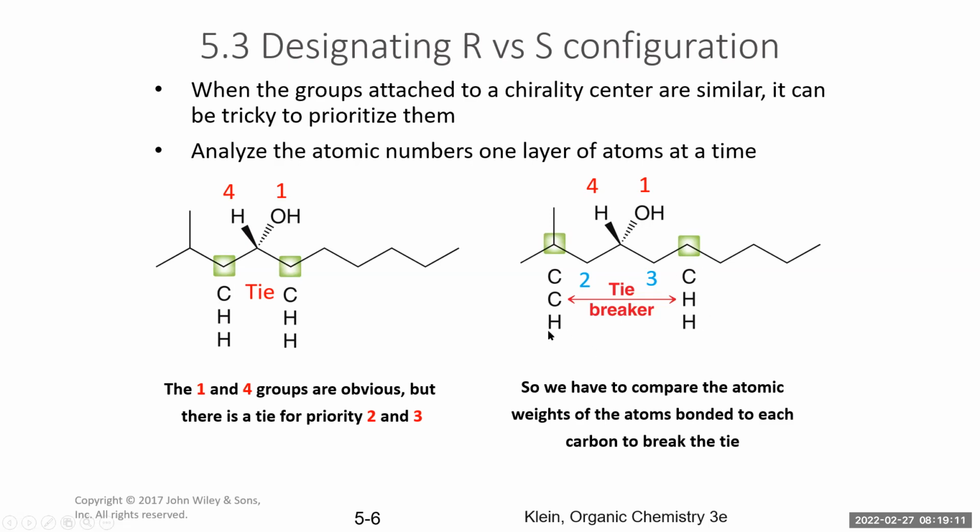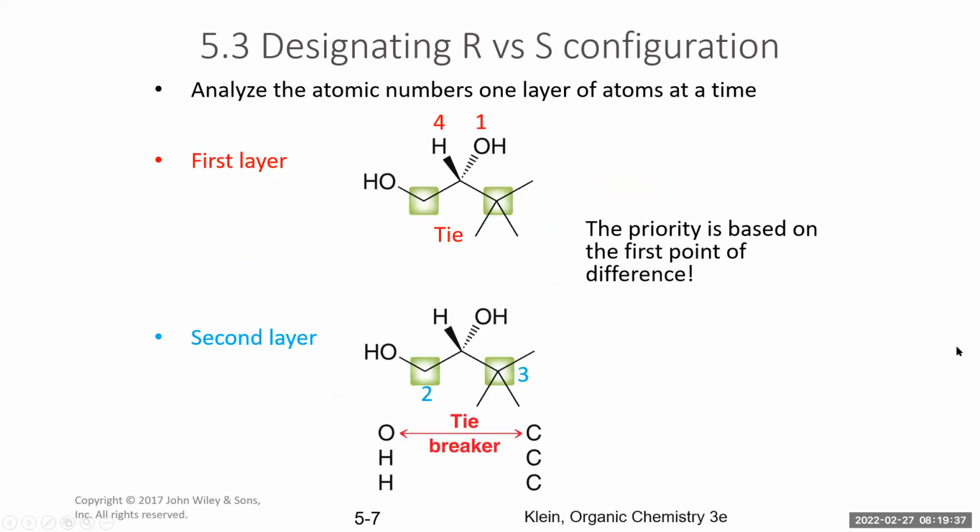And so we were looking for the first tiebreaker, right? And the one with the higher atomic number gets priority. So as a result, the group here on the left is priority 2, and the group here on the right is priority 3. So this has helped us, with a more complicated structure, to identify the priorities 1, 2, 3, and 4, which is step 1 of the process.